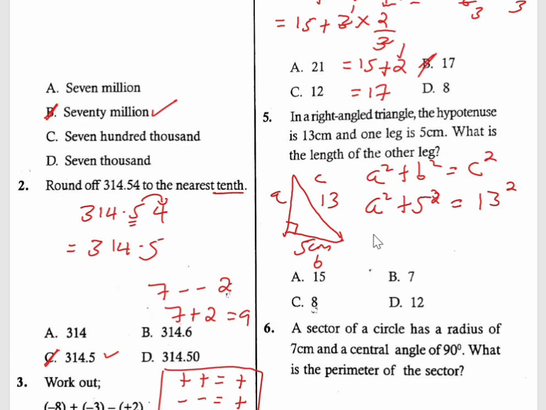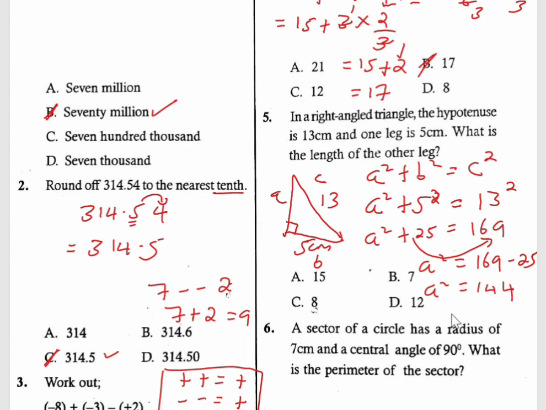I'm going to simplify this. So this is A squared plus 5 squared, we get 25, is equal to 13 squared. If you square 13, we get 169. We're going to do simple mathematics. Anytime a number crosses an equal sign, the sign changes. So when this is positive 25, towards the other side it becomes negative 25. So I remain with A squared is equal to 169 minus 25. Then I subtract, and I get 144.